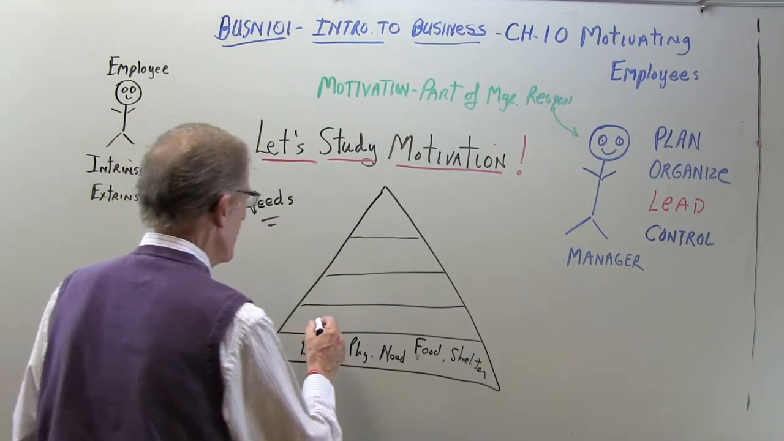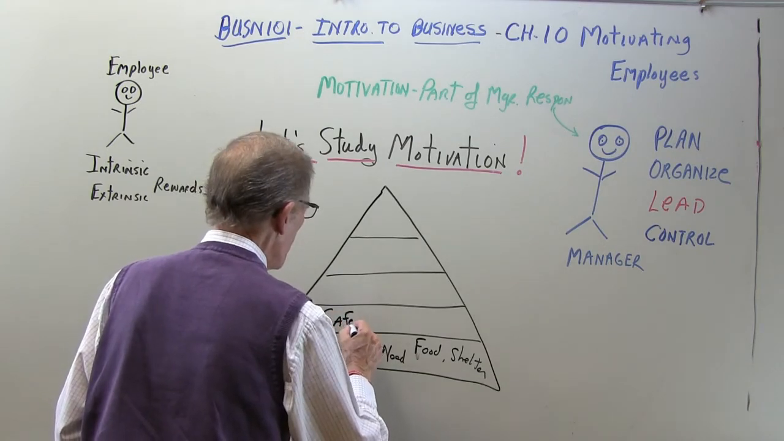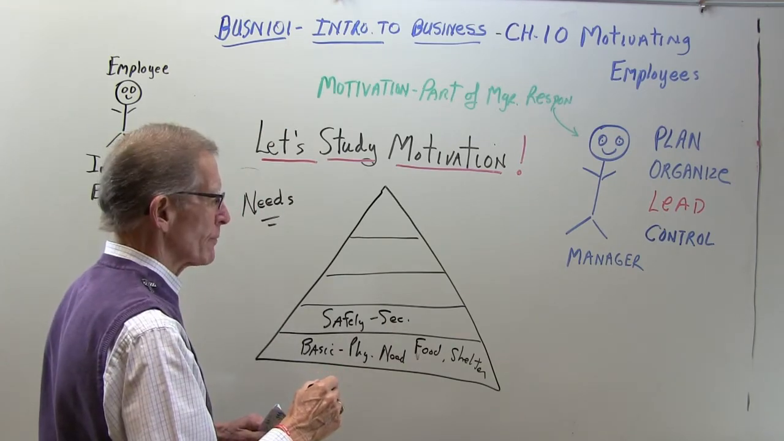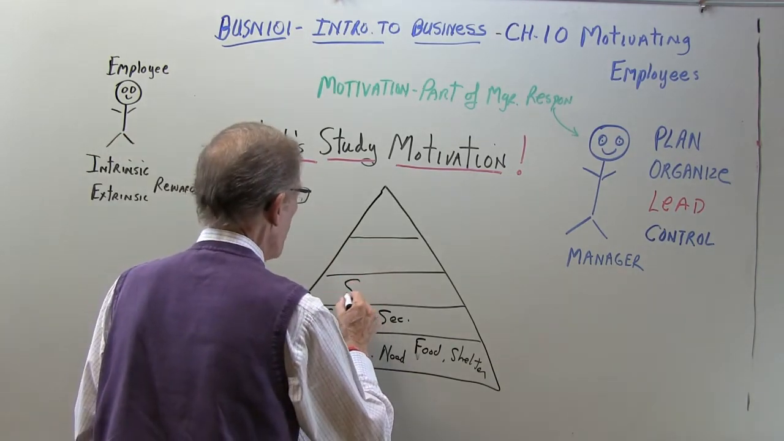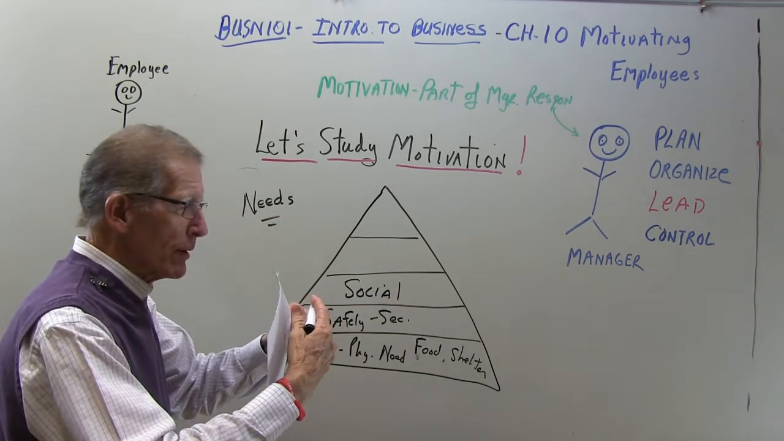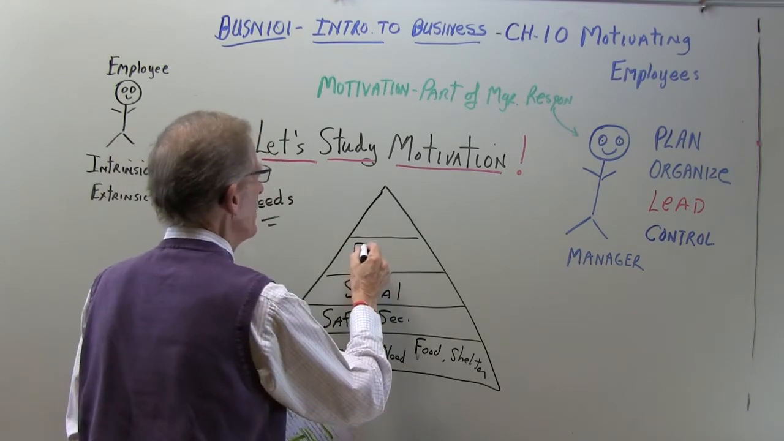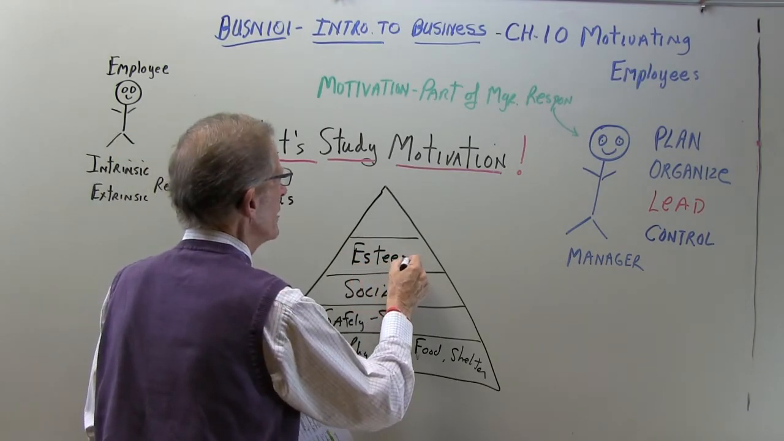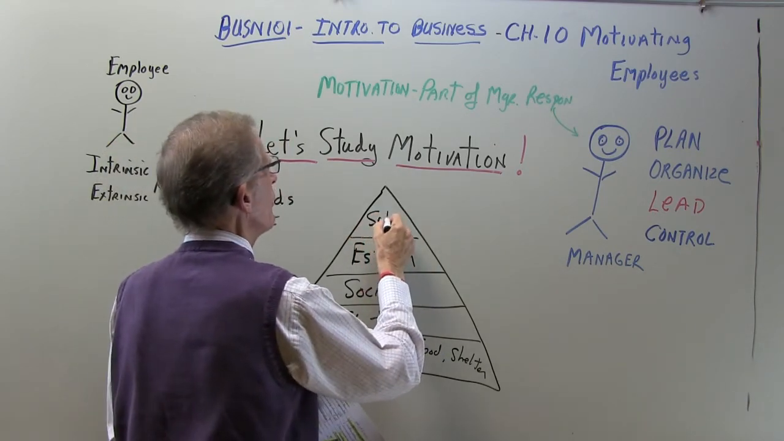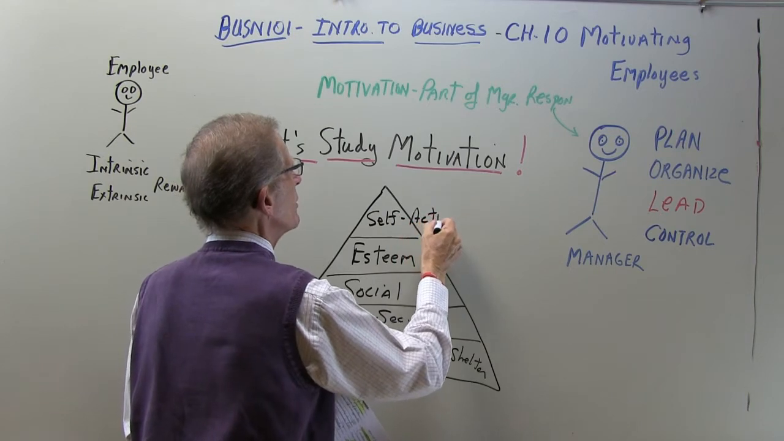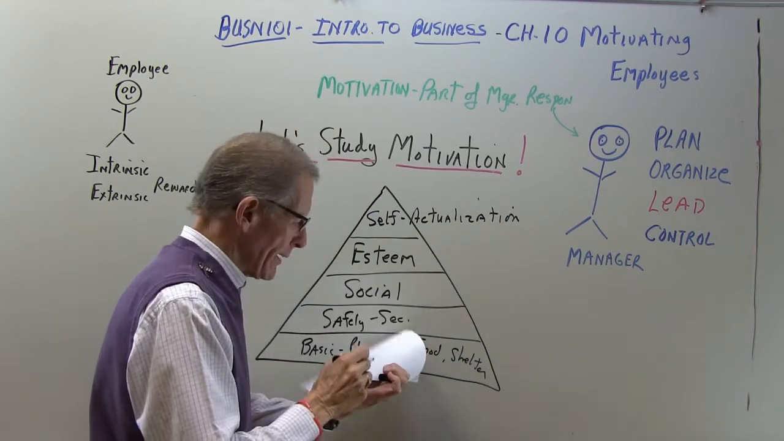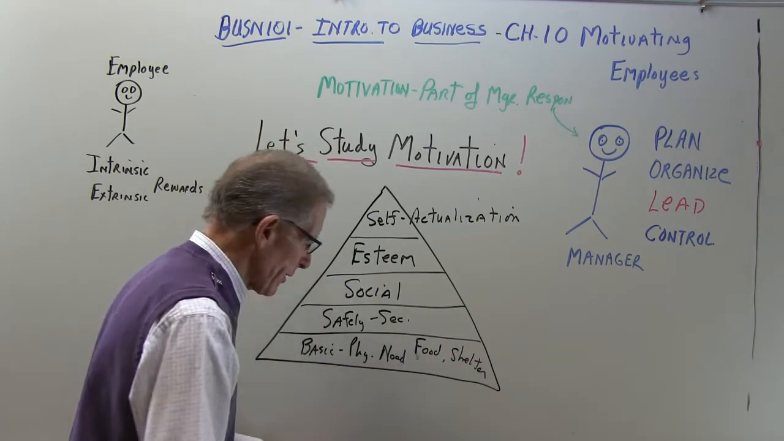Then he says our next needs are safety and security needs. Our third level of needs are social needs, the needs for interaction. Our fourth needs are what he called esteem needs. And then the fifth level was self-actualization. All right, let's talk about each one of those just a little bit.